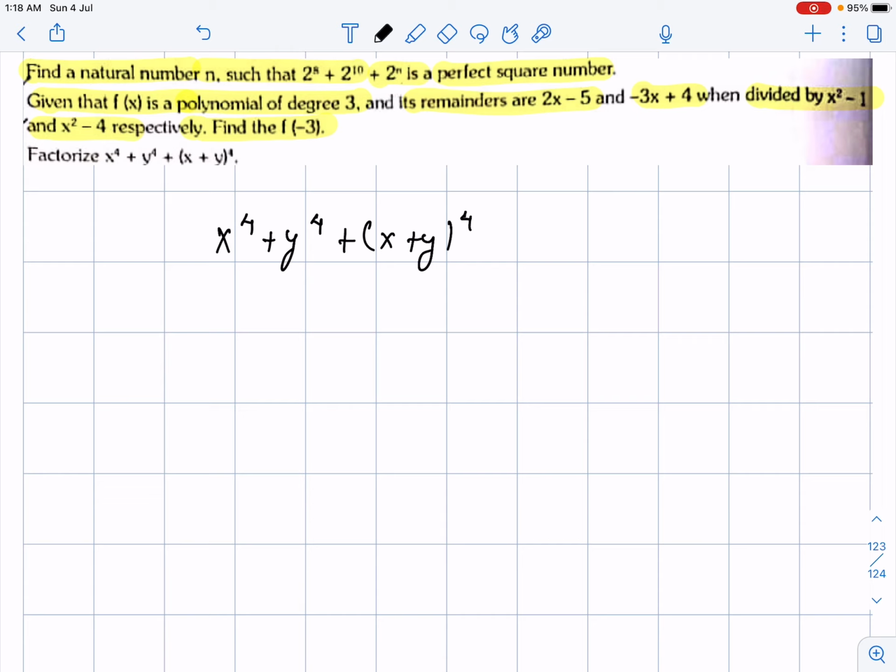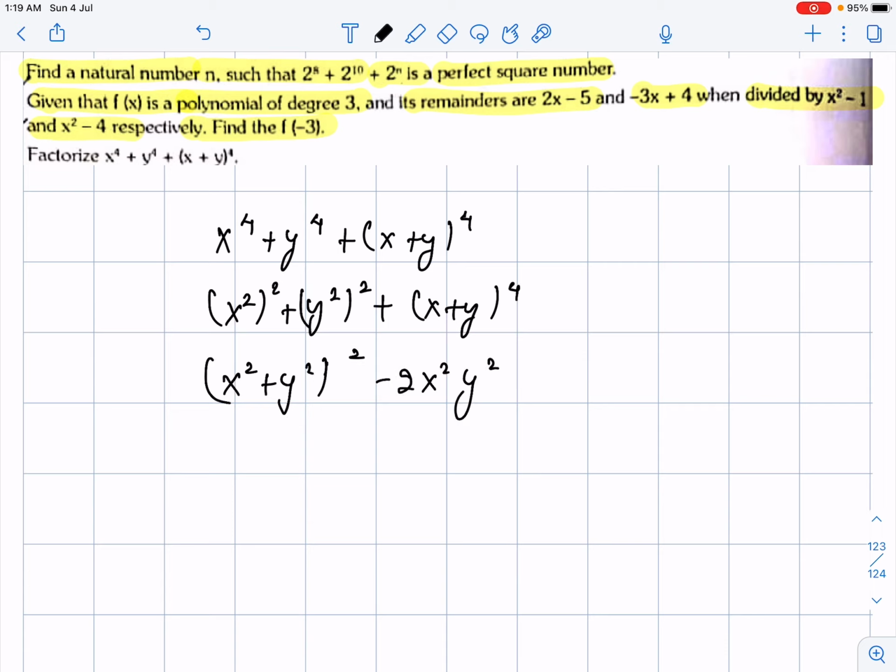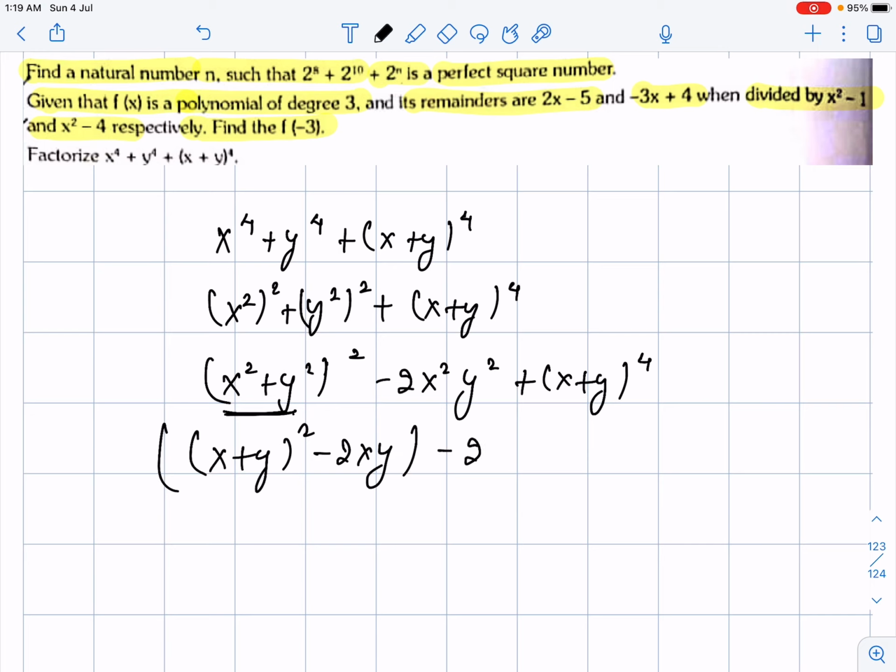So we know the identity of a square plus b square. It can be written by me as x square the whole square plus y square the whole square plus x plus y the whole power 4. Now proceeding further, I can write it like x square plus y square the whole square minus 2 times of x square into y square plus x plus y the power 4. Now proceeding further, it can be written like, guys, I have x square plus y square. I'll apply again x plus y the whole square minus 2xy minus 2x square y square plus x plus y the power 4.